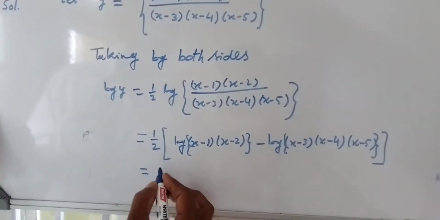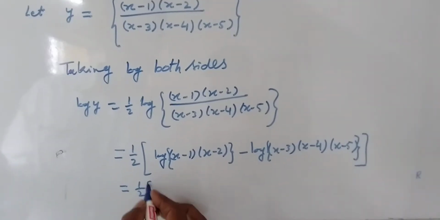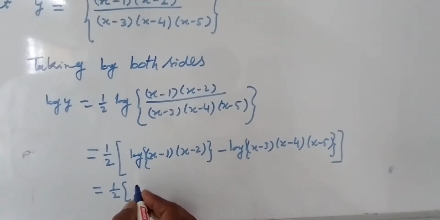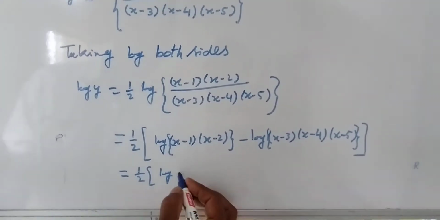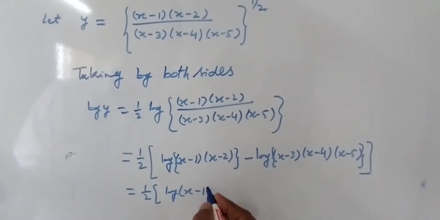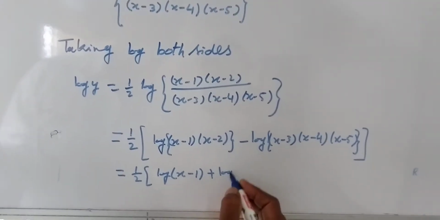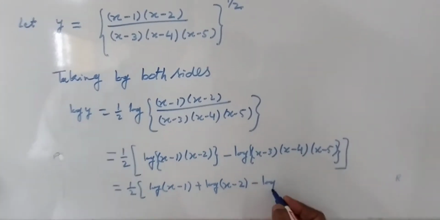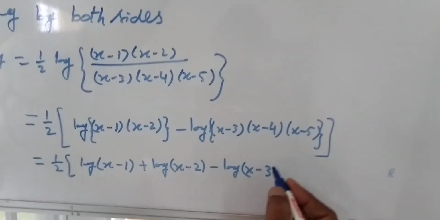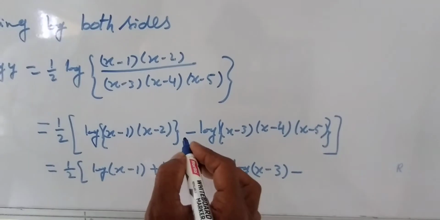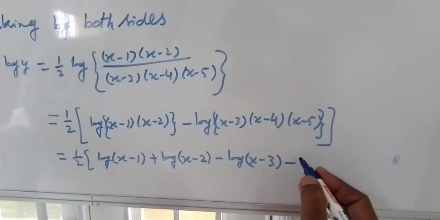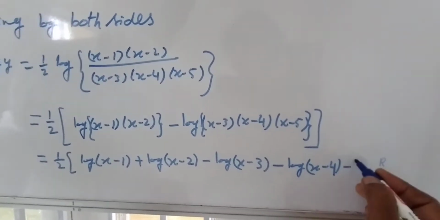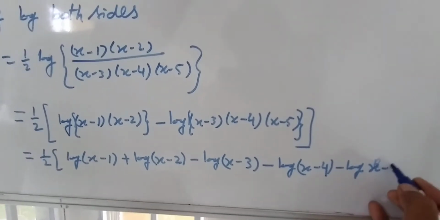Once again we can apply the formula of logarithm, log m into n form. So log m into n equal to log m plus log n. So log of x minus 1 plus log of x minus 2 minus log of x minus 3 and then plus, but due to this minus sign it will change, so log of x minus 4 minus log of x minus 5.